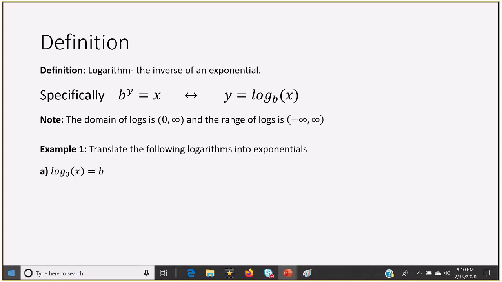So I have a logarithm. I want to translate it to an exponential. So I have log base b of 3 is equal to b.